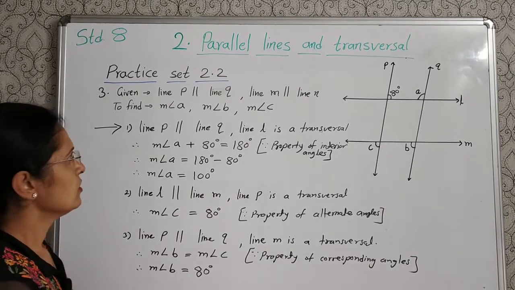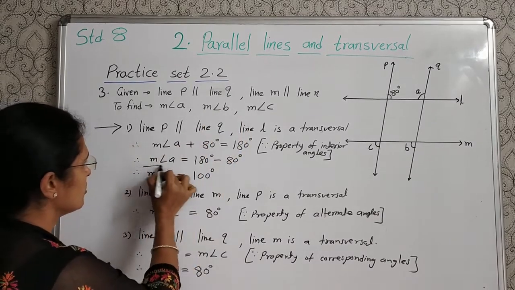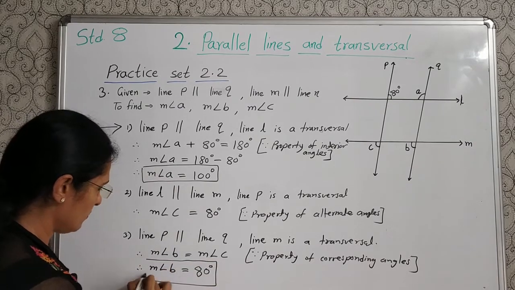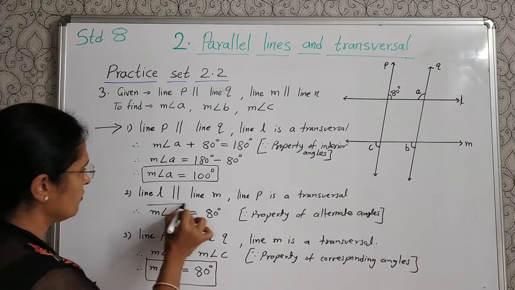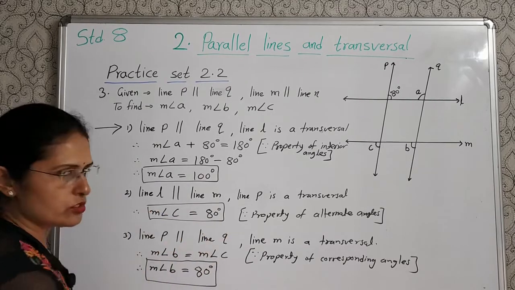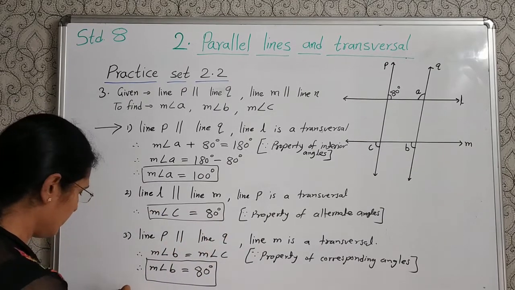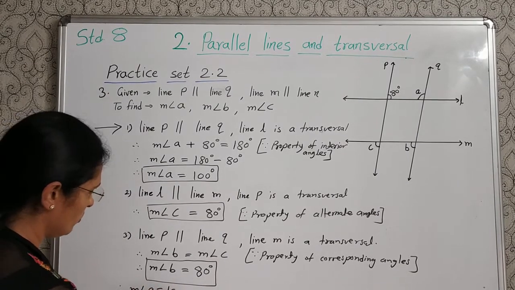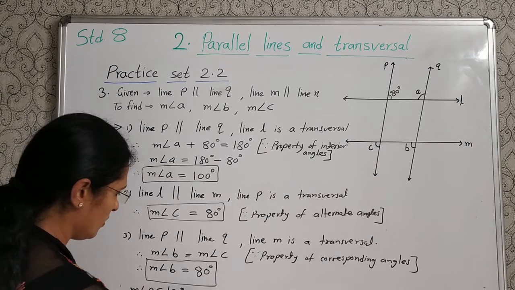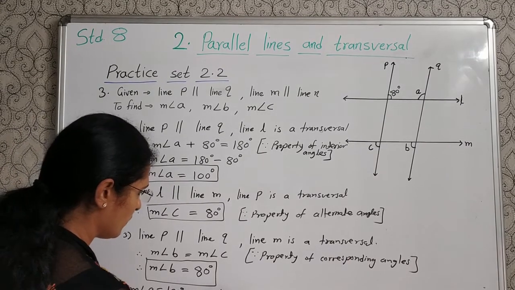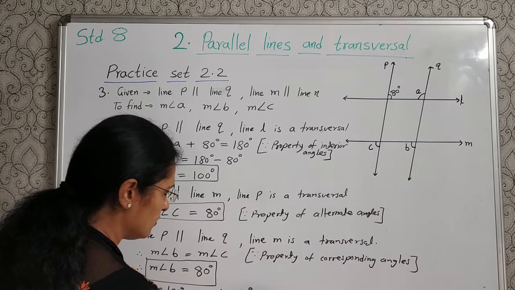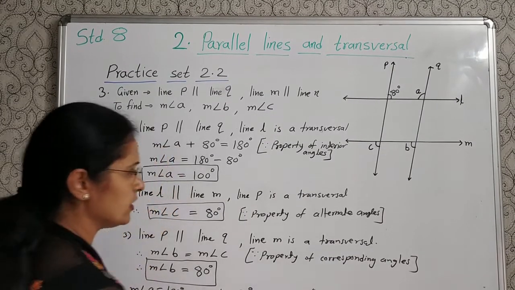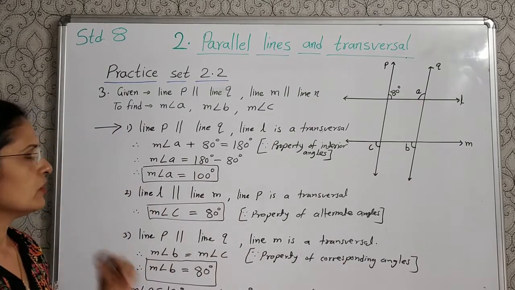So this is how we got all the three measurements. So here measure angle A is 100 degree, then measure angle B is 80 degree and measure angle C is also 80 degree. So you can write the final answer. Measure angle A is equal to 100 degree, measure angle B is equal to 80 degree and measure angle C is also 80 degree. So this is the answer of question number 3.